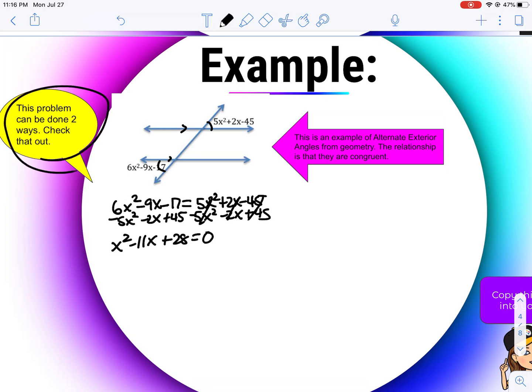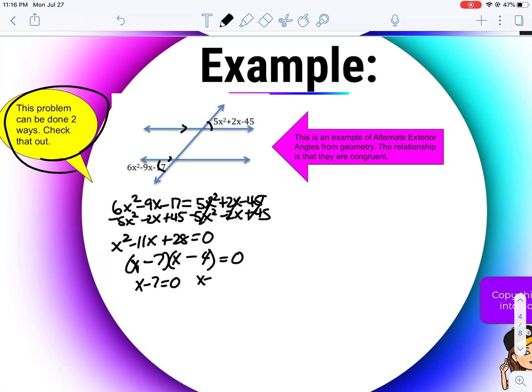Now, this one, I kind of put a little note over here. You can actually do this one two ways. So I thought it'd be kind of neat to try one different way so you could see it. This one happens to be kind of nice numbers because I know two numbers that multiply to be 28 are 7 times 4. And I also know if I make them both negative, I could get an 11 in the middle there. So I could actually do this one by the factoring method.